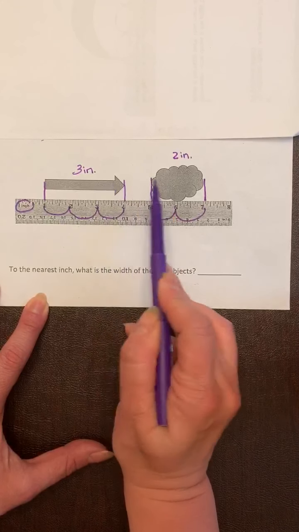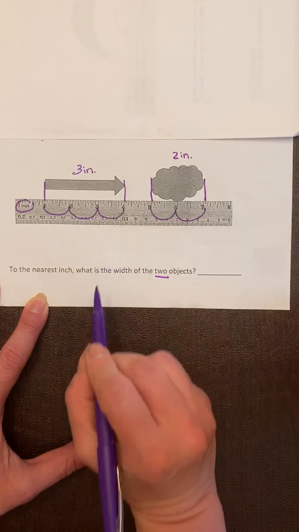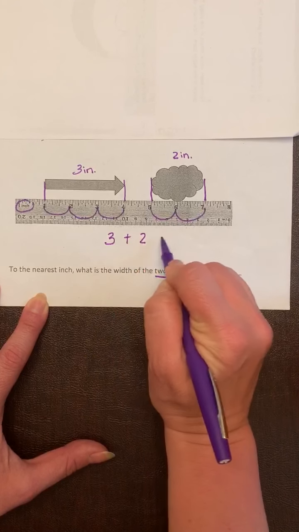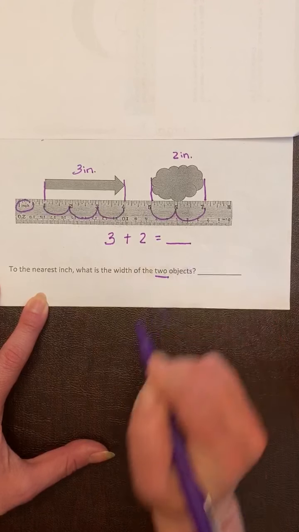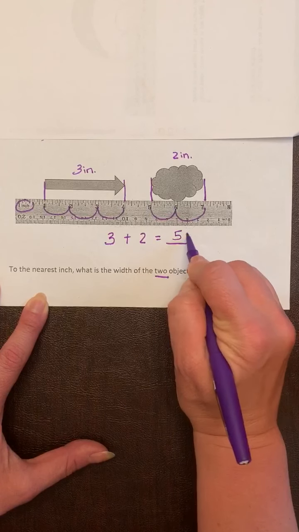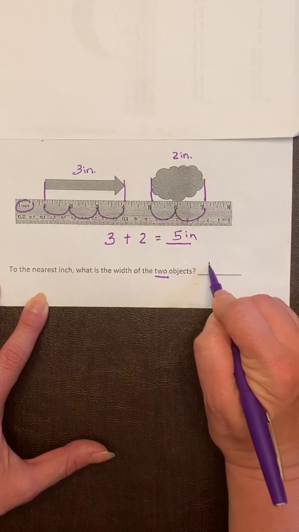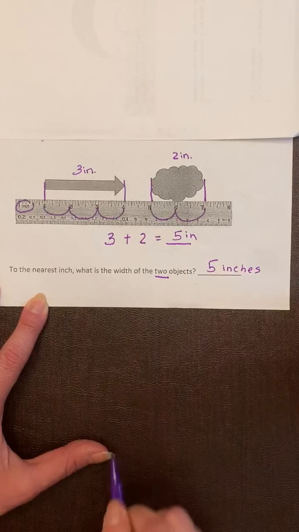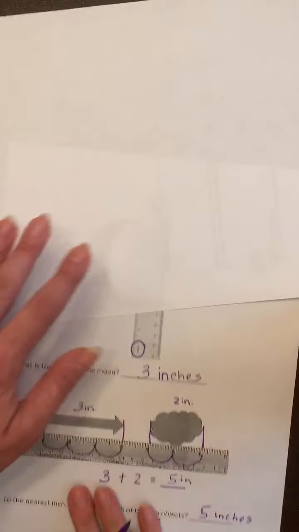So now that I know each of these individuals, I can create an equation. 3 plus 2 is equal to blank. Well, we know that 3 plus 2 is equal to 5. So 5 inches. Let's look at a few more.